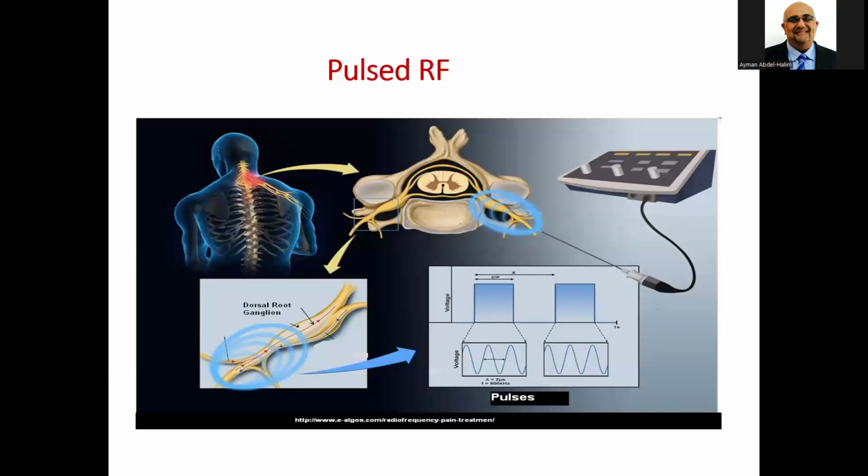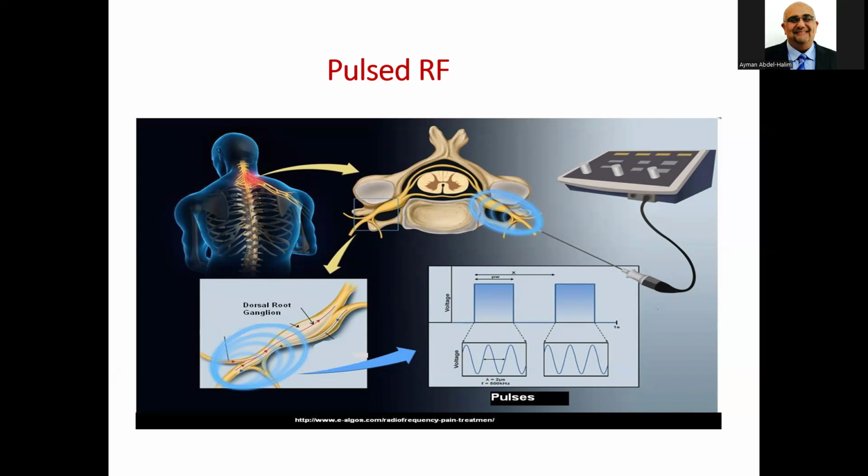So pulse radiofrequency is a kind of radio frequency that comes in a pulse form, and it's not damaging to the nerves because the temperature is lower than the conventional radio frequency. It's less than 42 degrees. Okay, so it does help disrupting the pain in the C fibers, but it doesn't damage the nerve.